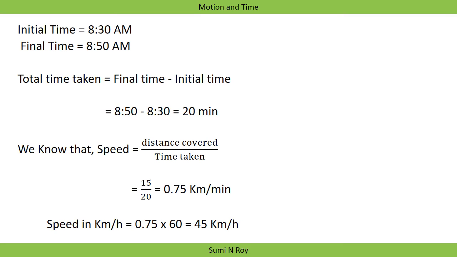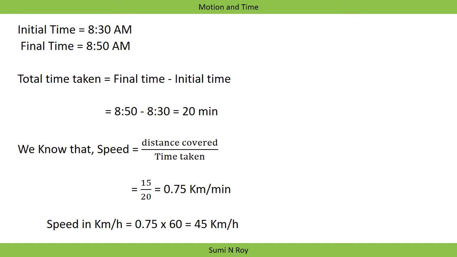The next set of given values are initial time and final time. The initial time is the time where the car has started, that is 8:30 a.m. and the final time is 8:50 a.m. Now the difference between these two times will give us the total time taken. So here we can see 8:50 minus 8:30 is 20 minutes. There is a difference of 20 minutes between 8:50 a.m.